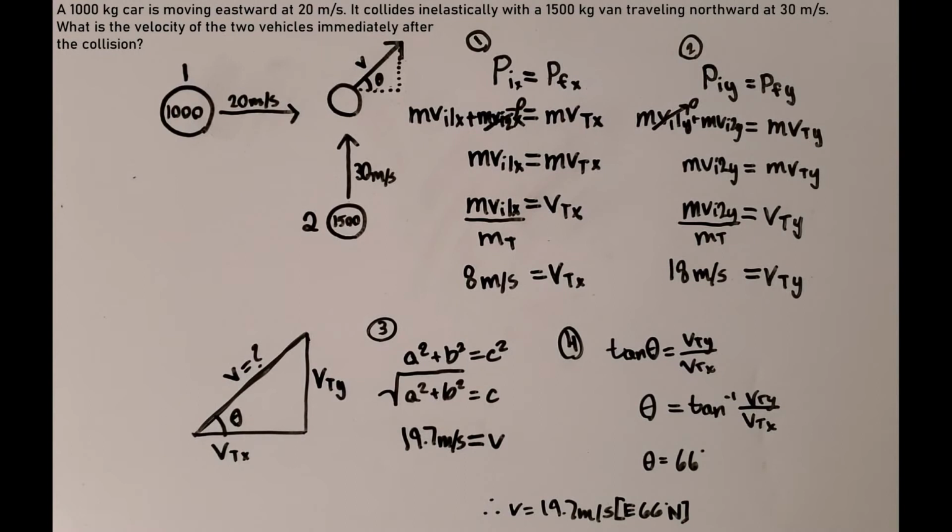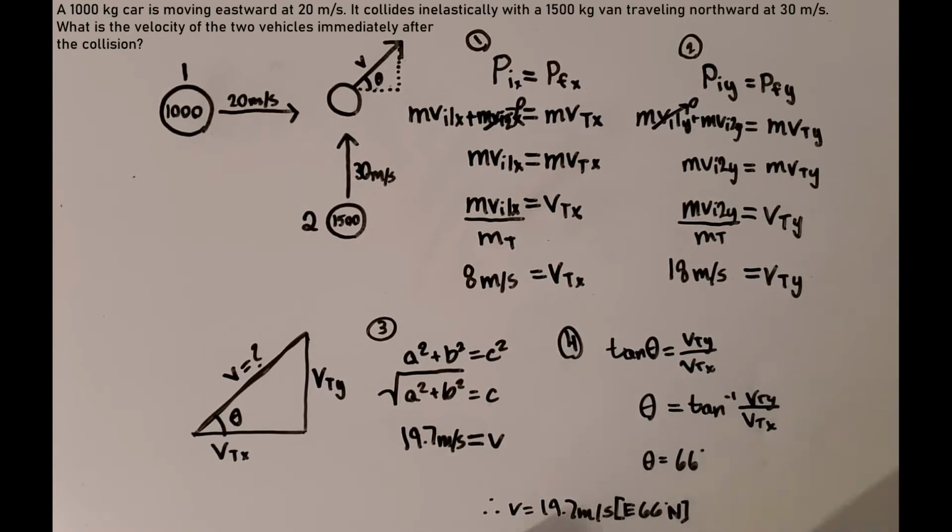Now for our second problem, the understanding question. A 1,000 kilogram car is moving eastwards at 20 meters per second. It collides inelastically with a 1,500 kilogram van traveling northwards at 30 meters per second. What is the velocity of the two vehicles immediately after the collision?